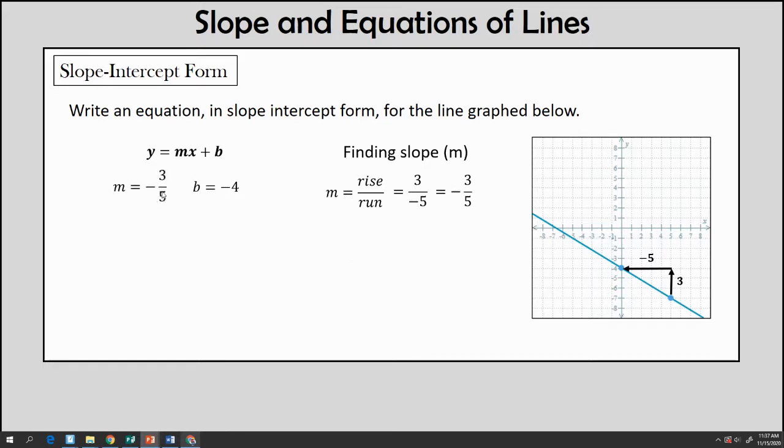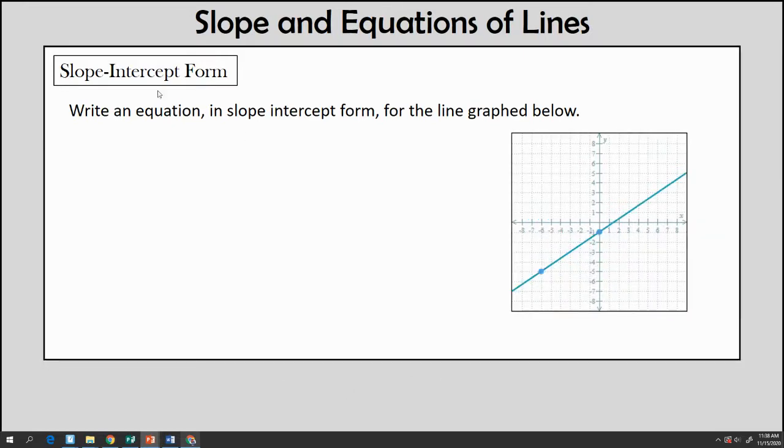Now I know my slope is negative 3/5. I know my y-intercept is negative 4. y equals negative 3/5 x minus 4 by plugging those into the m and the b respectively. There's my equation written in slope-intercept form. It's got a slope of negative 3/5. It's got a y-intercept at negative 4. Okay, pretty straightforward there.